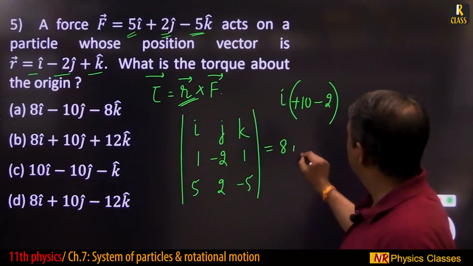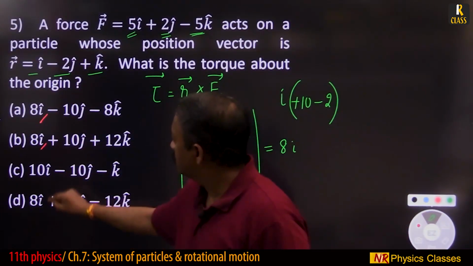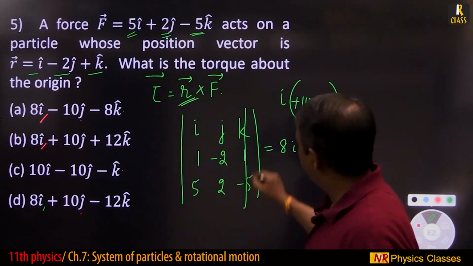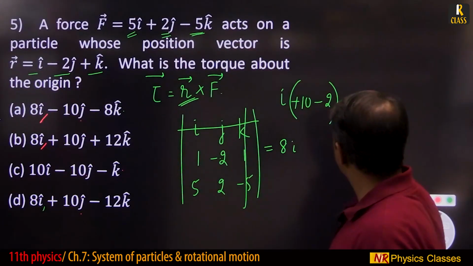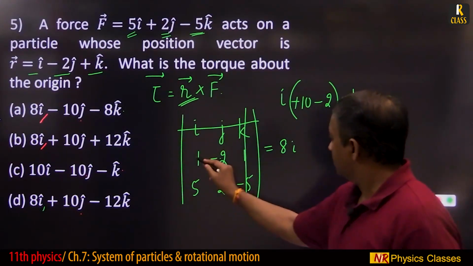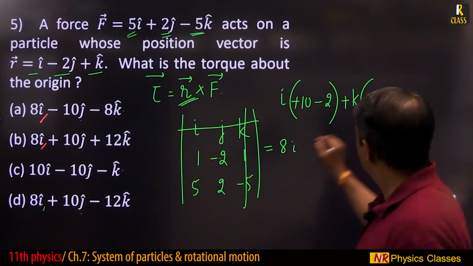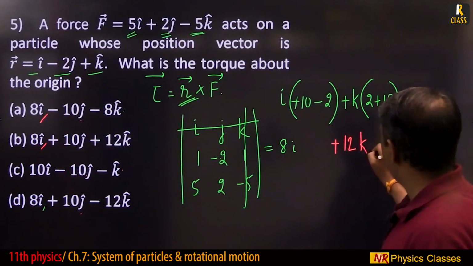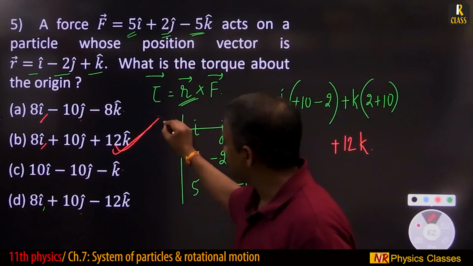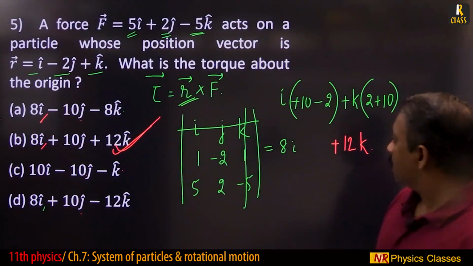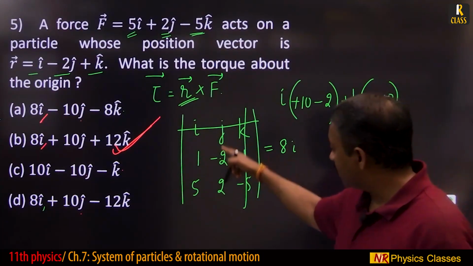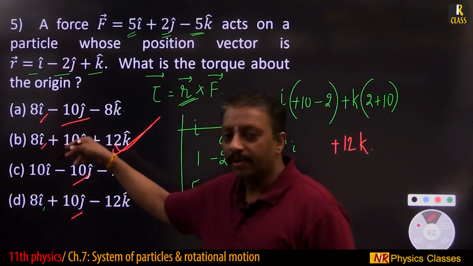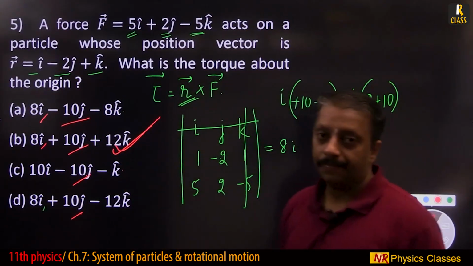So it is 8I. Fine. Second, don't solve; go for the third, K. K times 2 minus 10 plus 10... so it is 12, plus 12K is here. Hope you understood why I did not consider J cap: because for J cap all the values are the same with plus or minus. So just find out the coefficient of K.